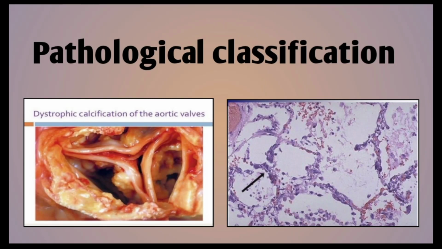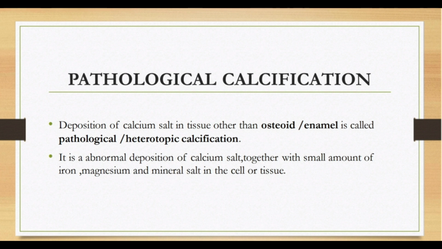Important topic like pathological calcification. Under pathological calcification, what is pathological calcification? Types of pathological calcification, that is dystrophic calcification and metastatic calcification. Under dystrophic calcification, we will cover pathogenesis, site of calcification, and how they look microscopically and macroscopically, and also some summary of the pathological calcification. Let us discuss one by one.